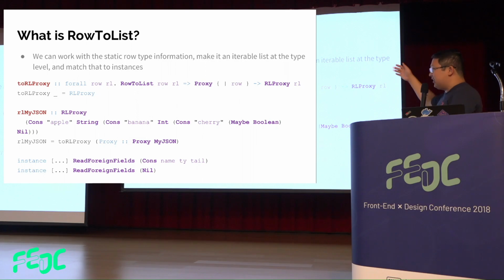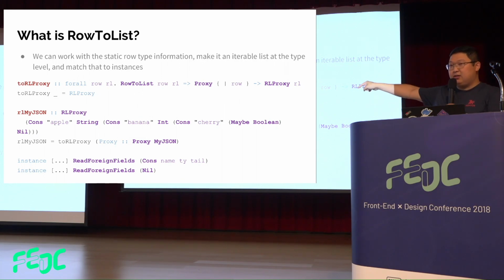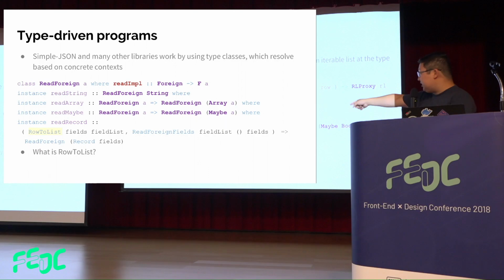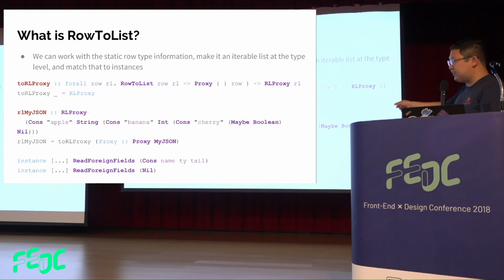So this is what's called type level programming. And this lets us do things like this RL my JSON, where given my proxy of my JSON, I can actually get back this type level information about the list that it is. And then that lets us write instances for this read foreign fields class that I have here. I can just match at a type level for nil and then match for cons. So this is analogous to writing normal term level code, where you might say, okay, I have a list, I want to match that list element, and I want to match the end of the list. This is just done at the type level.